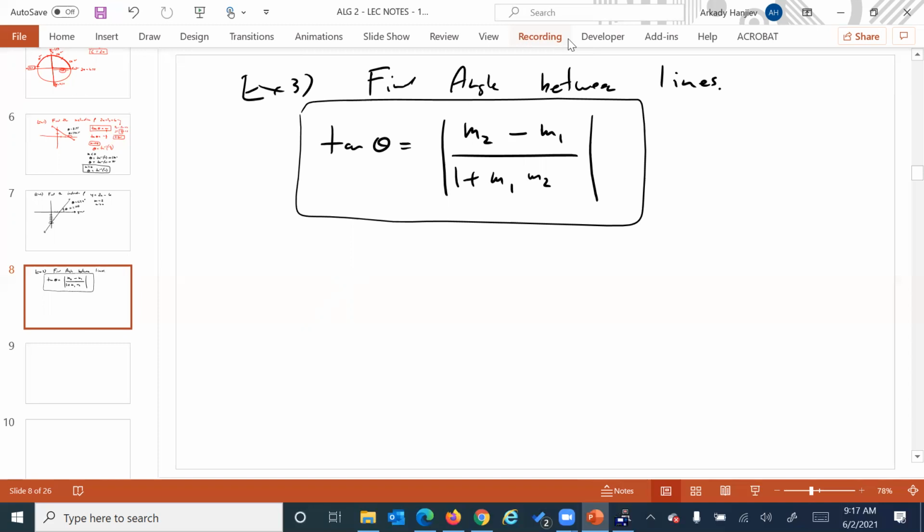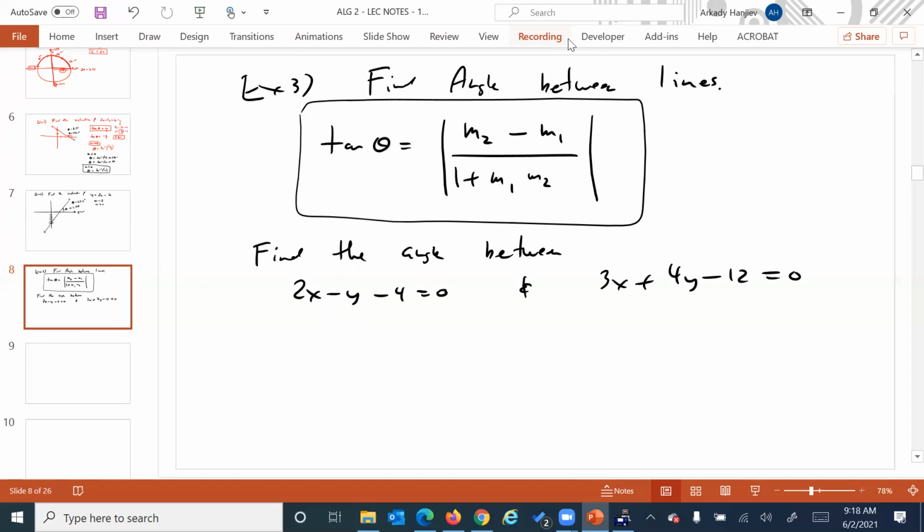Okay, let's do this here. I need to find the angle between lines. Is that just M1 or M2 that's plugged in? Yes, on the bottom, M1 and M2. Find the angle between, and let me give you both of them here: 2x minus y minus 4 equals 0, and 3x plus 4y minus 12 equals 0. So can you guys, real quick here, find me the slope of each one of those lines?